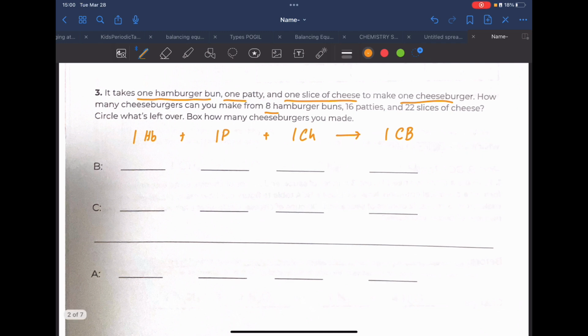And then I'm going to put in these starting materials in my before row. This is before I've made any cheeseburgers. So I start with 8 hamburger buns. I start with 16 patties. I start with 22 slices of cheese. And I start with 0 cheeseburgers because I haven't made any yet.